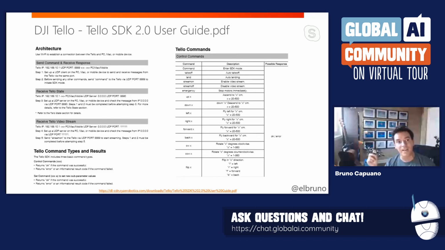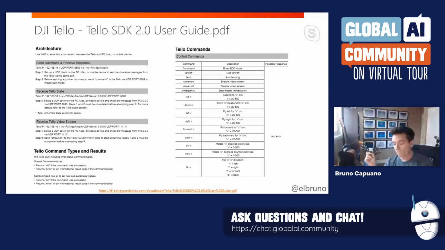Basically, when you start the drone, it will create a Wi-Fi hotspot, so you can connect to this Wi-Fi hotspot. And when you are connected, you can open a socket on a specific port, start to send commands and start to receive data. And then you can start to play around with your drone, which is freaking amazing. There are a couple of things that you can do here.